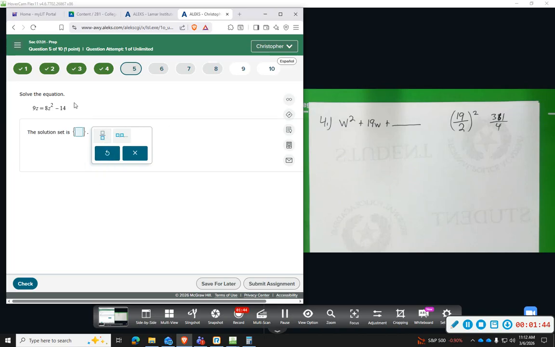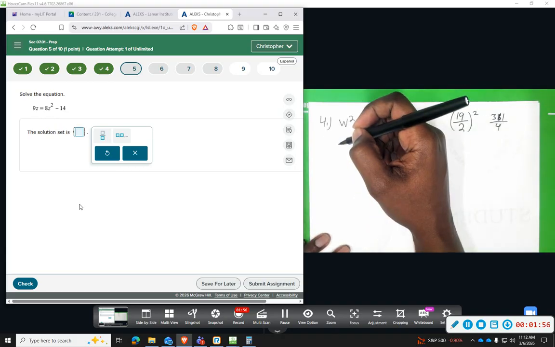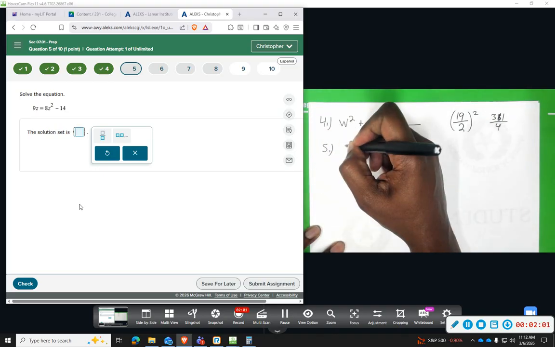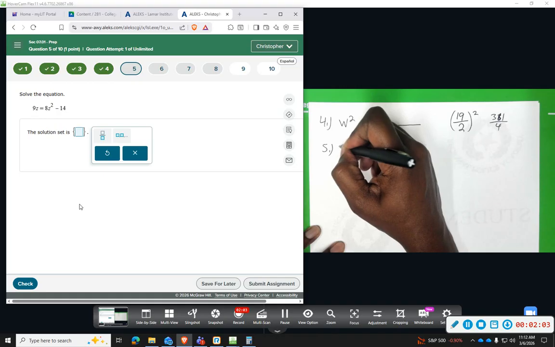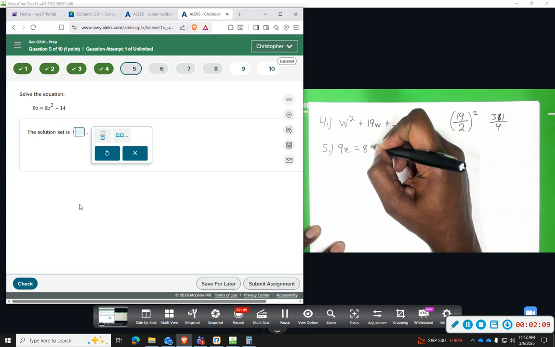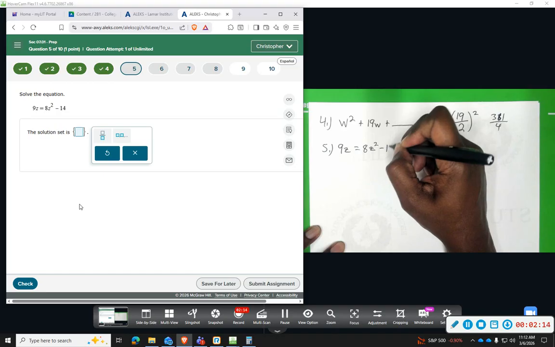Okay, so number 5 wants us to solve the equation. If I get a nice one, I may show you the completing the square process all the way out. I don't want to do it with this one yet. I might just make a separate video of that. So right now we have 9z equals 8z squared minus 14.